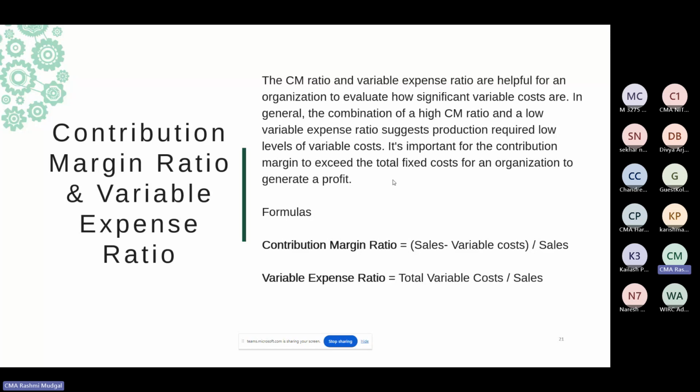In general, a high contribution margin ratio and low variable expense ratio suggest the product requires a low level of variable cost. So these are the formulas. Sales minus variable cost equals contribution. So contribution divided by sales is my contribution margin ratio. Variable cost ratio is variable cost divided by sales.